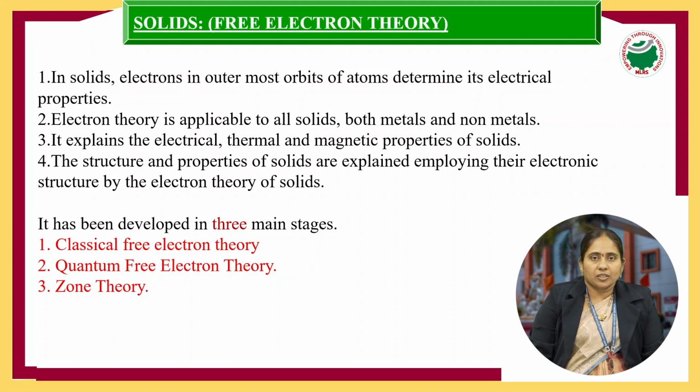Suppose you take any solid, that is metal, semiconductor, magnetic material, insulator, whatever material you can take in the form of a solid. It may be, suppose, copper. If you take copper, it allows current to pass through it. The material which allows current to pass through it is known as a metal. An example of a metal is copper.